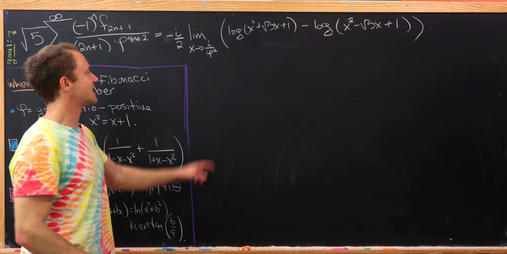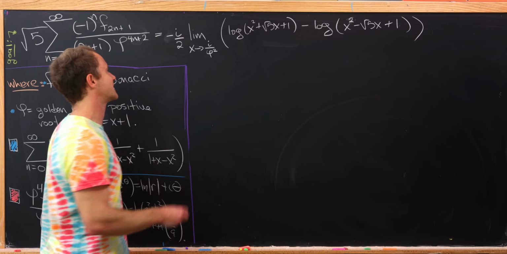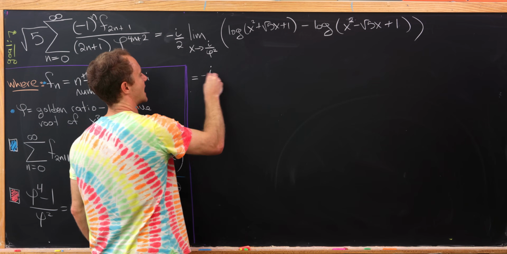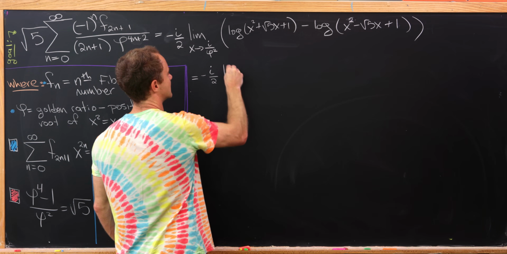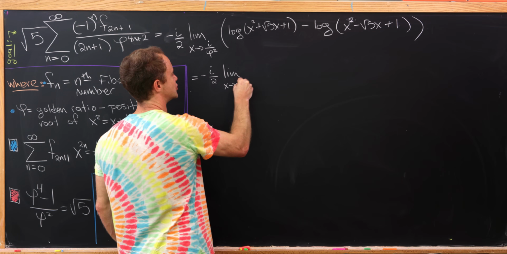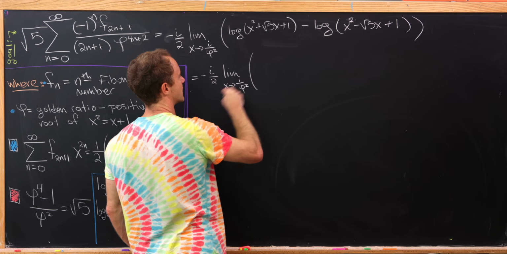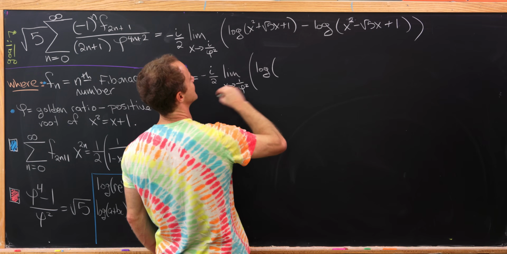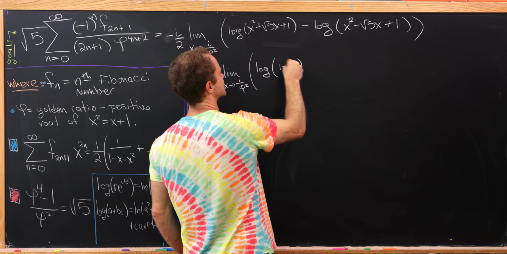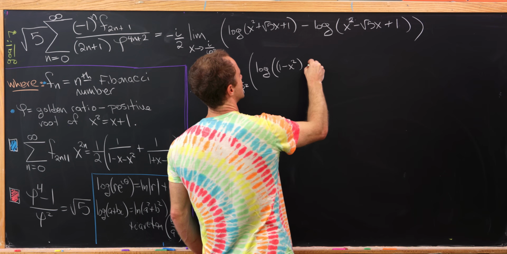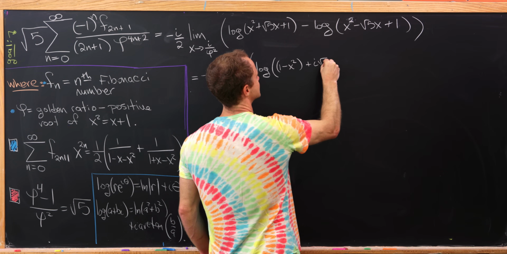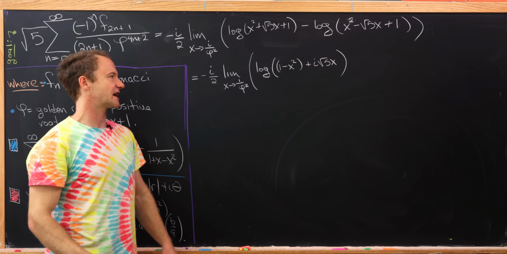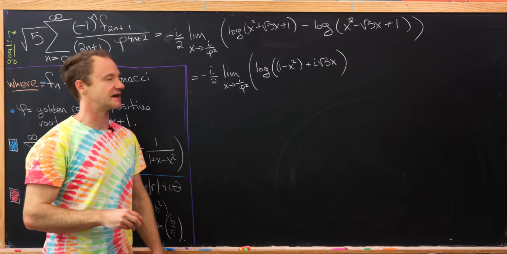So I'm going to take this and make a replacement of x with ix. That's going to change this limit into, well, now we've got minus i over 2, and then the limit as x approaches 1 over phi squared, and then I'll have the logarithm of, well, this is going to be 1 minus x squared, and then plus i times root 5 x. So again, that's from the replacement of x with i times x, using the fact that i squares to -1.